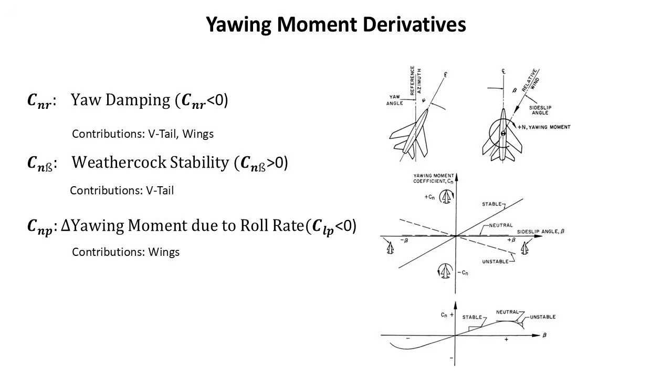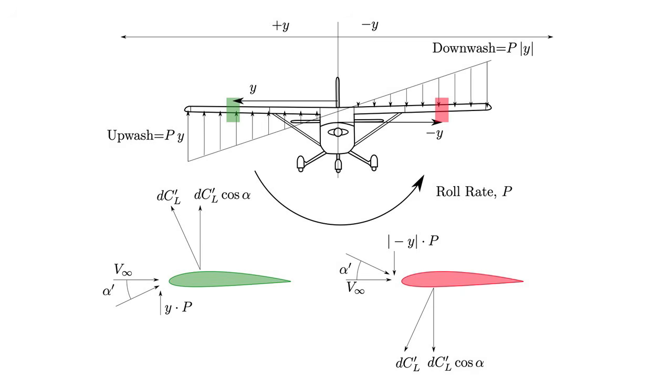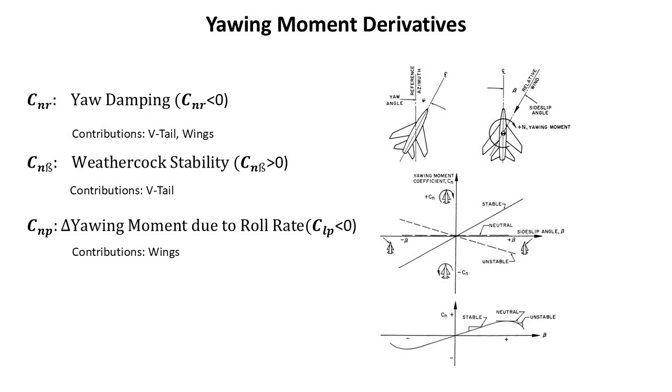CNP is just like CLP, but this time is the change in yawing moment due to the roll rate and therefore should be negative. Looking at the same diagram, while the lift distribution is increased as we move down the length of the wing, we must remember that due to the local incidence increase, there will also be an associated increase in profile drag. This differential in profile drag will contribute to generating the yawing moment, and there will also be a similar contribution due to the induced drag vectors.